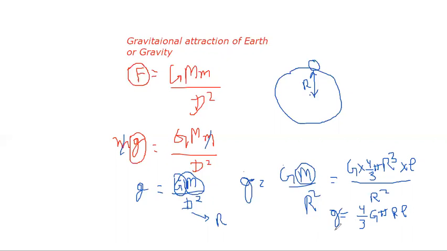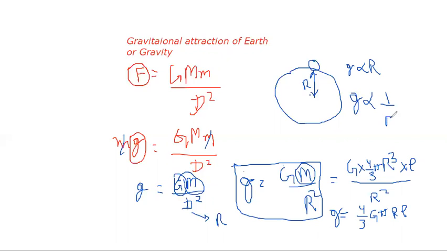So the question may come whether g is proportional to r, or g is proportional to 1 by r square. Right? Which one is correct? It may be asked whether g is proportional to r or whether g is proportional to 1 by r square. Then it will depend on whether mass remains constant or whether we are considering the density, whether we are considering the density or whether we are considering the mass of the Earth.